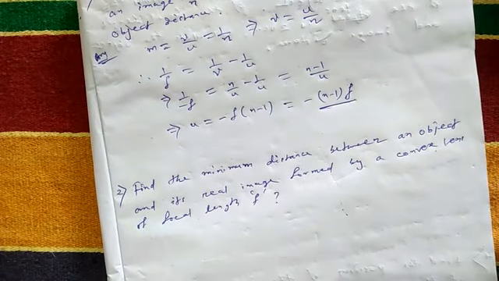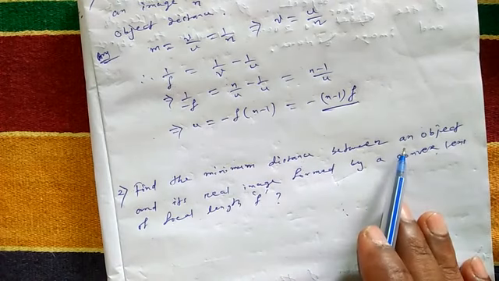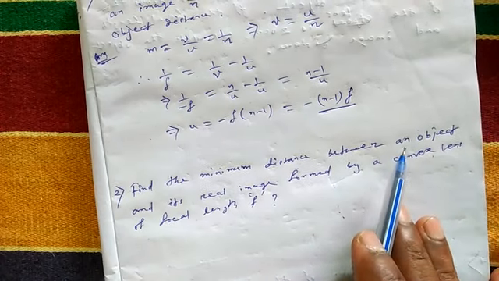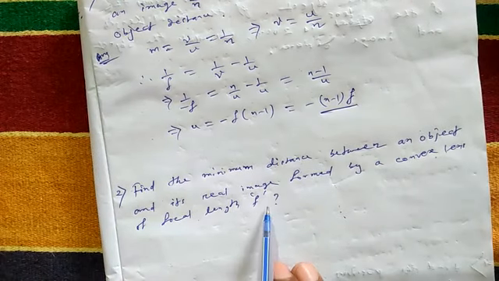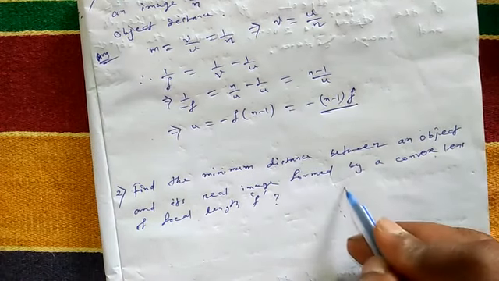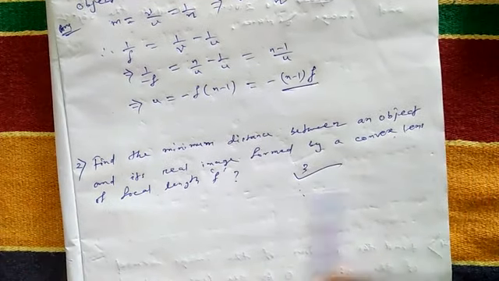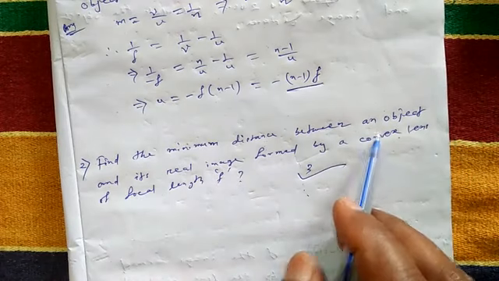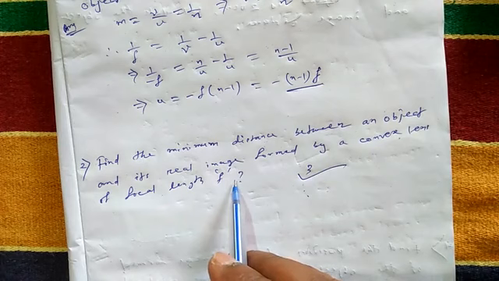The second important question is: find the minimum distance between an object and its real image formed by a convex lens of focal length f. So most important question, 3 marks question comes in council examination. Find the minimum distance between an object and its real image formed by a convex lens of focal length f.